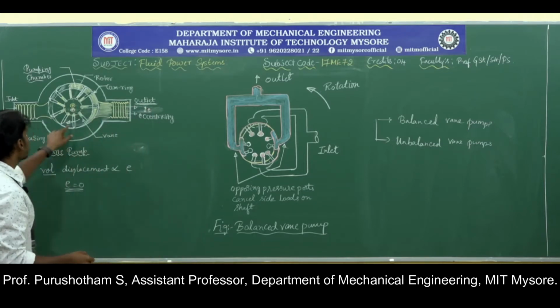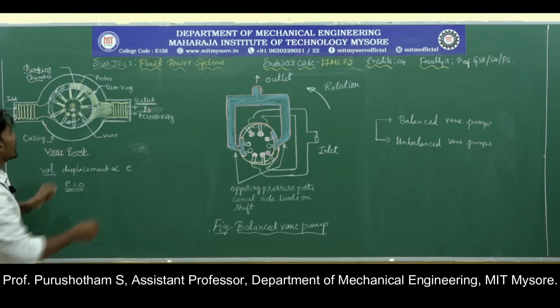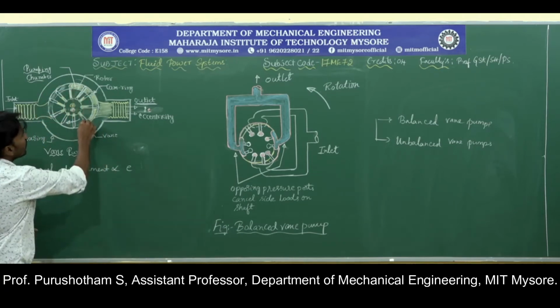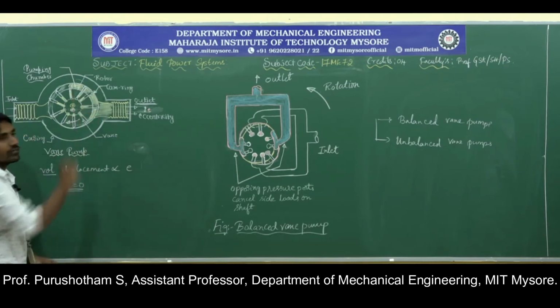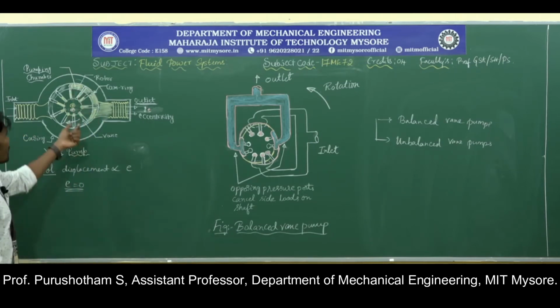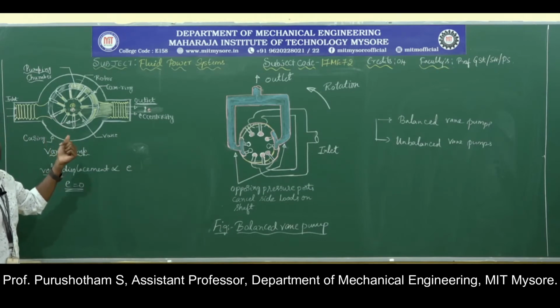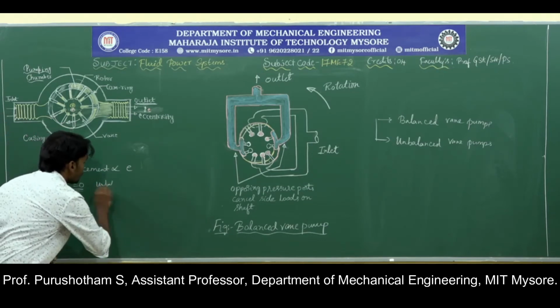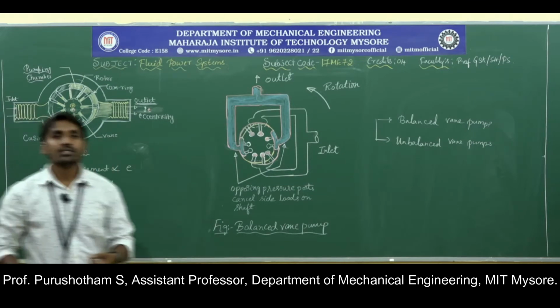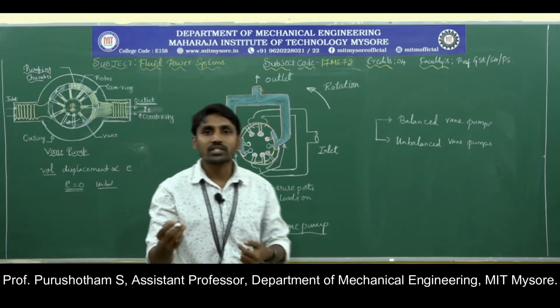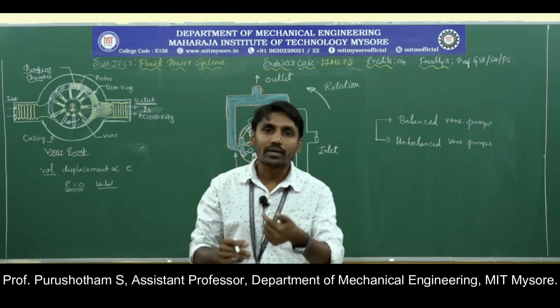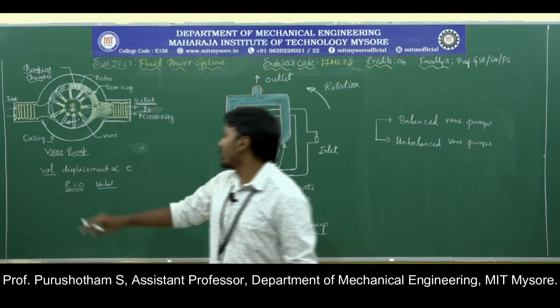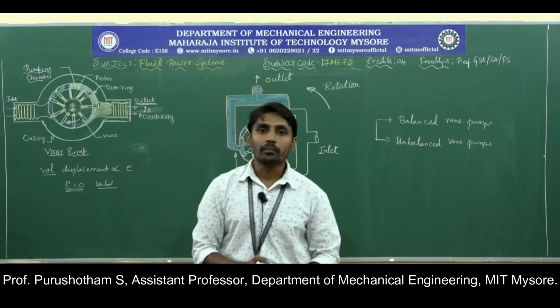If you observe this, for each revolution of the rotor, we get discharge of pressurized fluid only in half a revolution. So there is some unbalance in the hydraulic system. That's why it is called an unbalanced vane pump. While operating at higher pressures, this will lead to some vibration, which is why it is called an unbalanced vane pump.